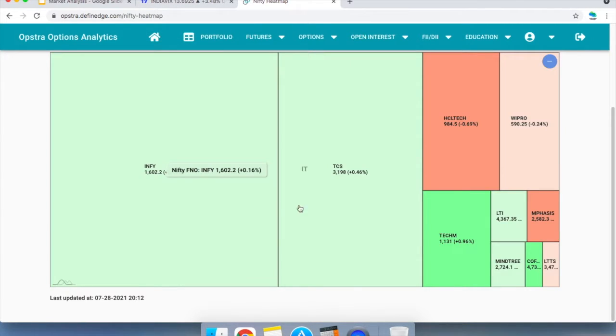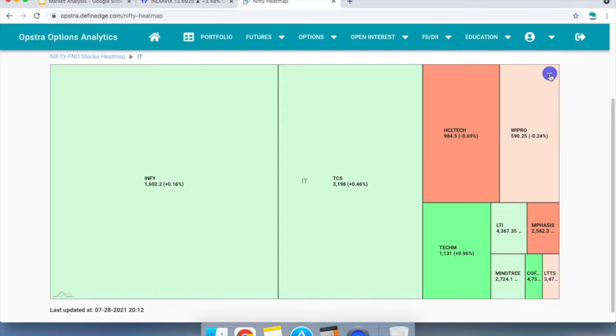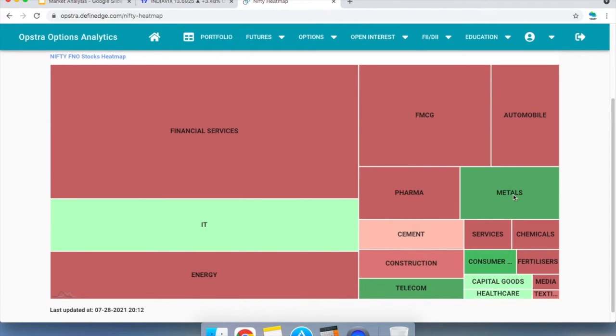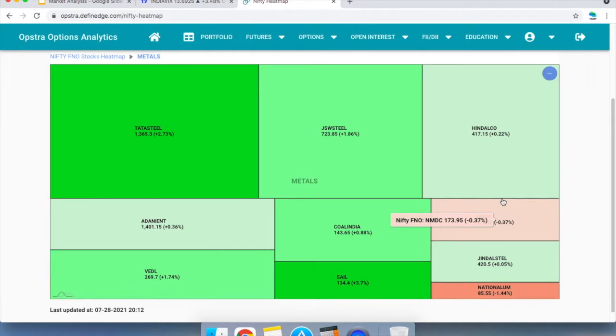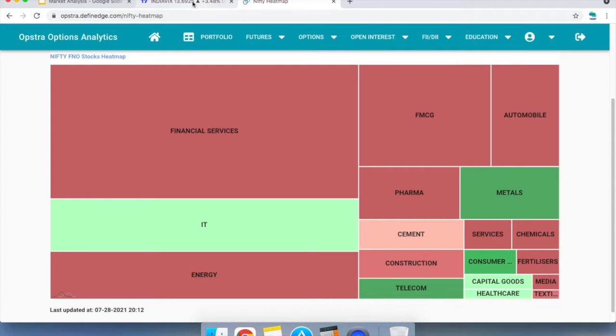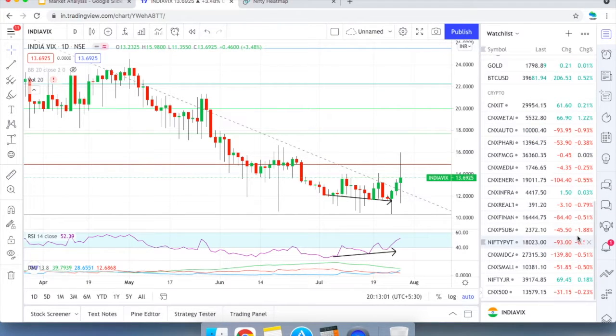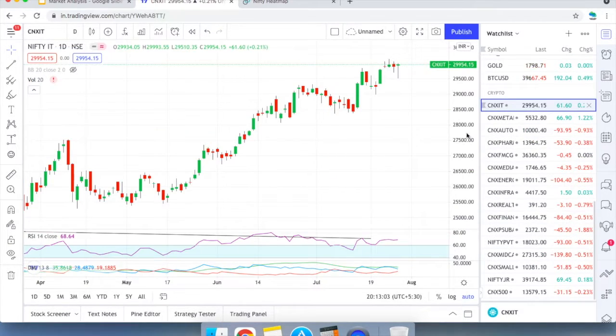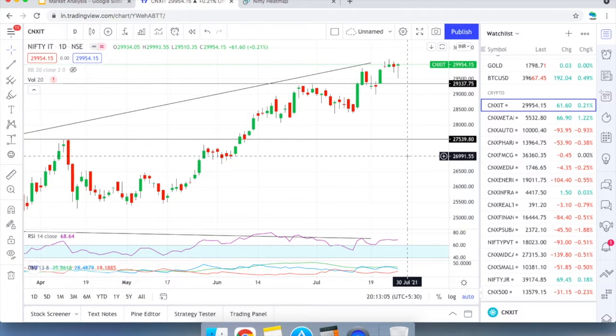And in the IT, we can see that the performance just happened from tech, probably result related. Metals, well, all the metals performed. The SAIL and Tata Steel especially have performed very well, right? So let's look at the chart of the indices of the sectors and see what.